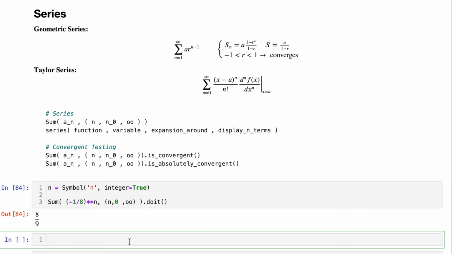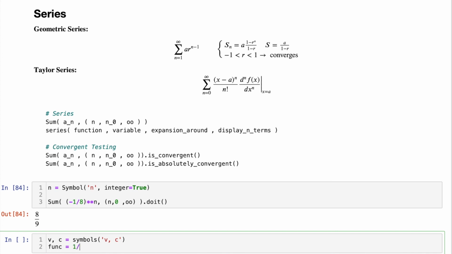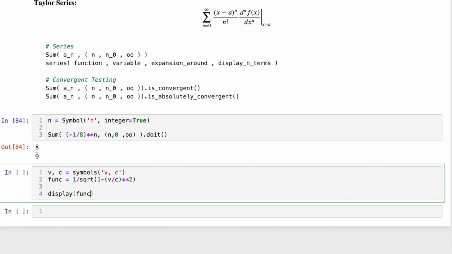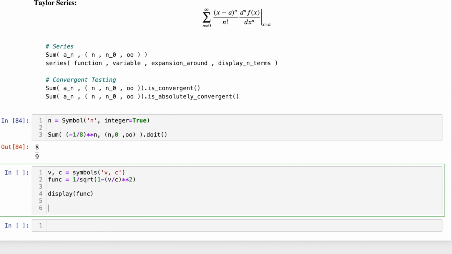Now we're going to do Taylor expansion, and we're going to do Taylor expansion of the gamma factor. So we need v comma c equals symbols v comma c, and we want our function, so func equals 1 divided by square root of 1 minus v squared divided by c squared. And we'll now display func, and now we're going to do series. So this will expand the series of the function.